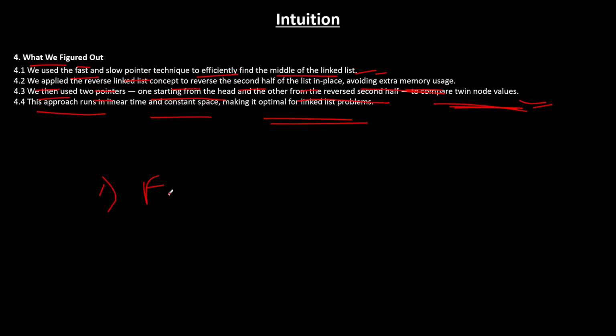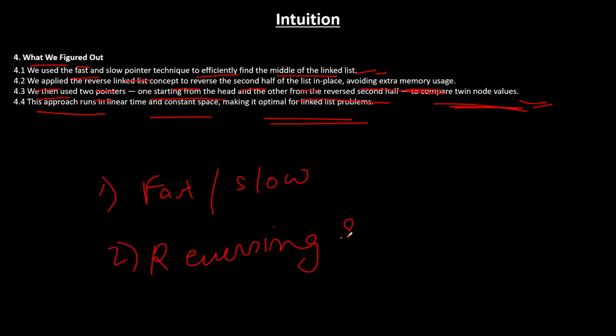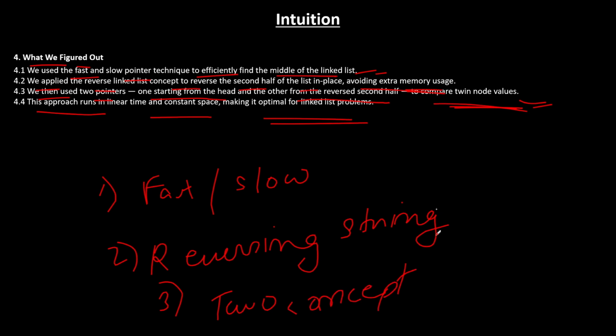So what we learned: the fast and slow pointer concept, the concept of reversing a linked list, and then the two pointer concept. Great. These are the three things which help us to solve this problem. Right? Now let's move to the next slide. I hope you understood the intuition.